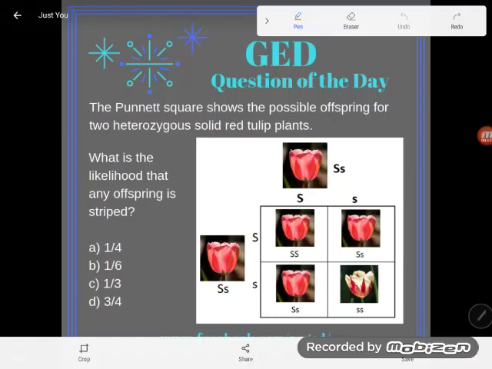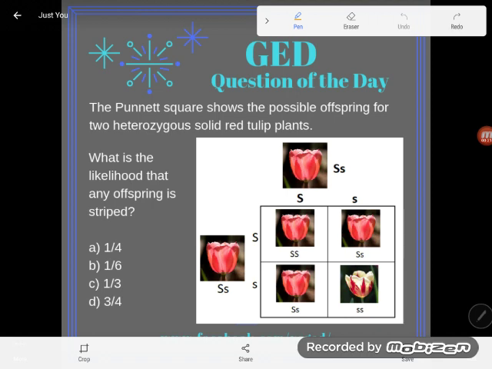Hey GED students, it's GED question of the day, and we are going to start easing our way into a very common topic on the GED science test, which is Punnett squares. This particular example is real simple, but over the next few days we're going to go a little deeper.